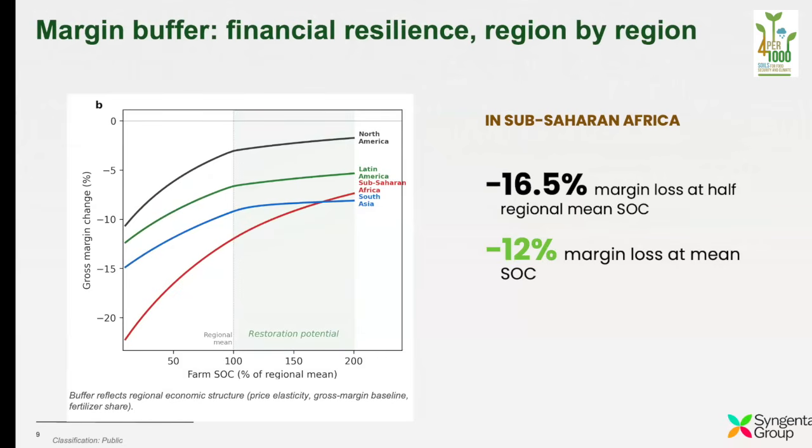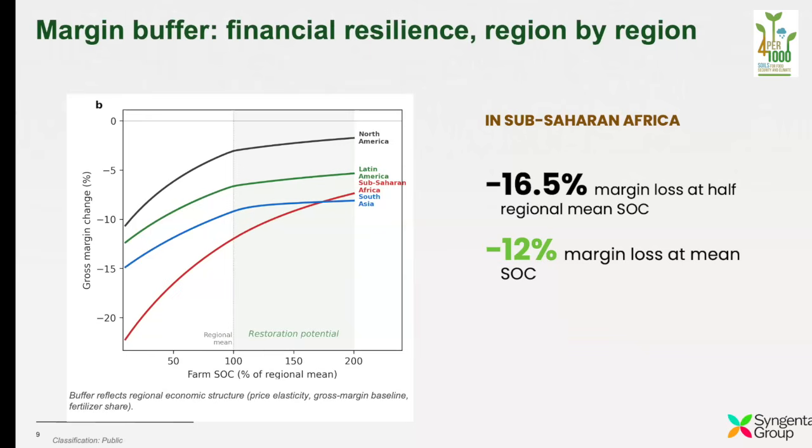So now this graph is looking at the gross margin change on a farm. Again, looking at it relative to the regional mean SOC within each region. So at regional mean SOC, gross margin falls about 12%. And at half of the regional SOC, about 16.5% in sub-Saharan Africa. So that spread is much wider.